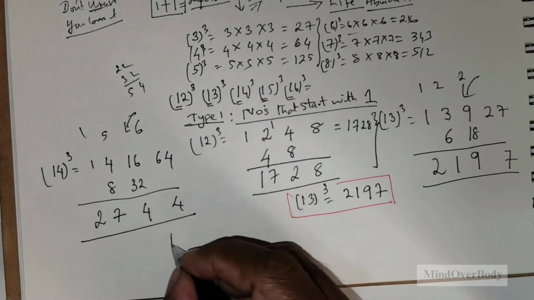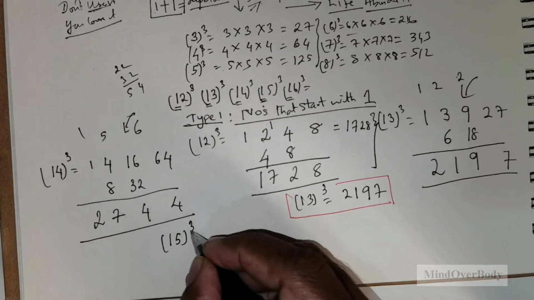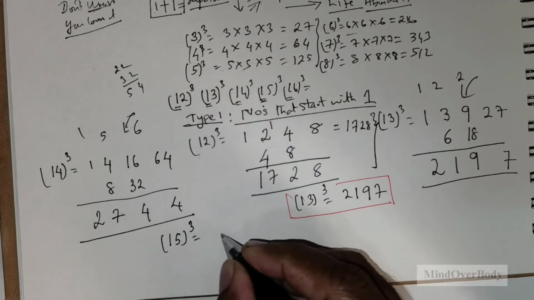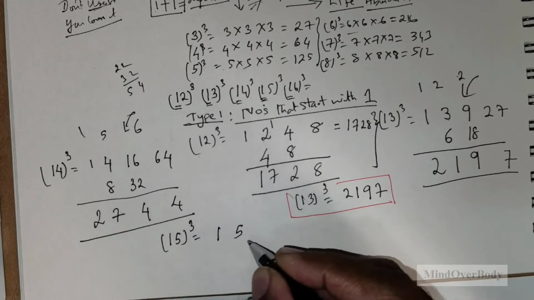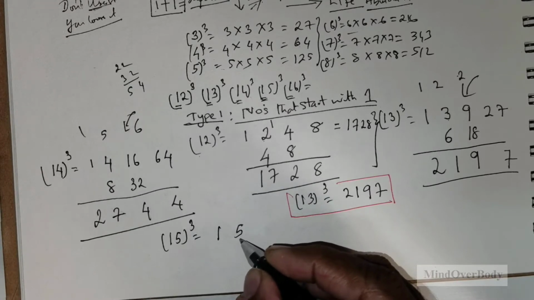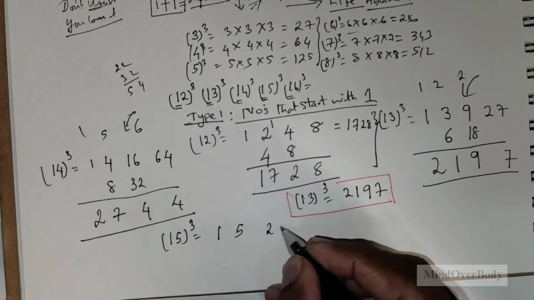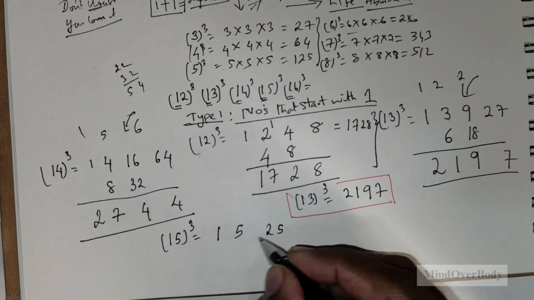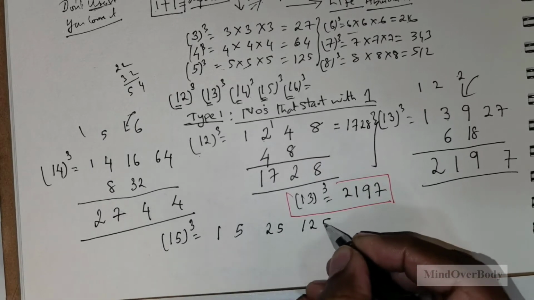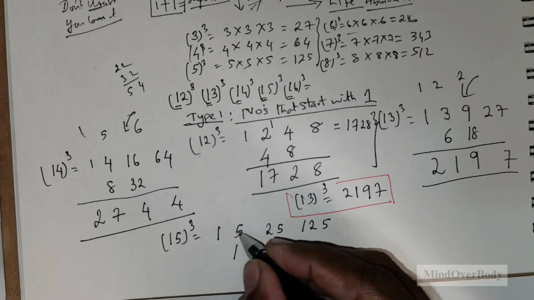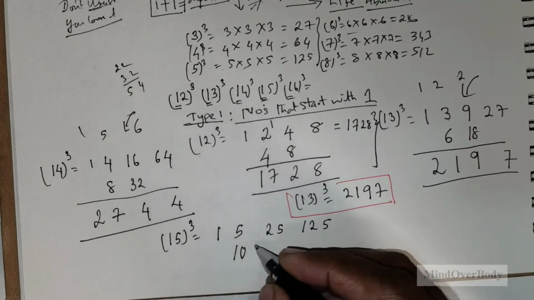Now let us check what happens when we cube 15. So place 1, place 5. Now you square this quantity. 5 squared will give you 25. Now cube this quantity. 5 cubed will give you 125. Now you double this quantity. 5 doubled gives you 10.